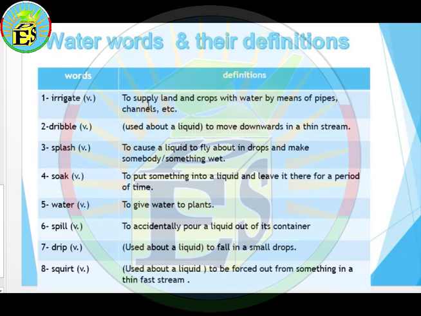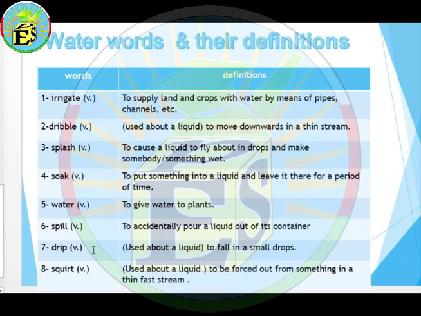What's irrigate? Irrigate: to supply land and crops with water by means of pipes, channels, etc. Number 2, dribble: used about a liquid to move downwards in a thin stream. Splash: to cause a liquid to fly about in drops and make somebody or something wet. Soak: to put something into a liquid and leave it there for a period of time. Water: to give water to plants. Spill: to accidentally pour a liquid out of its container. Drip: used about a liquid to fall in small drops. Number 8, squirt: used about a liquid to be forced out from something in a thin, fast stream.